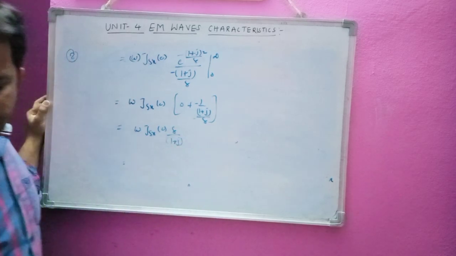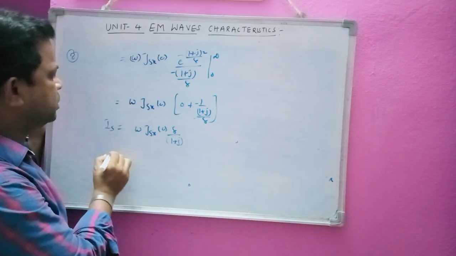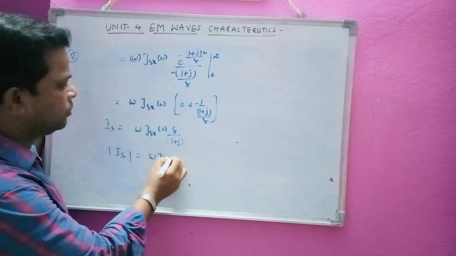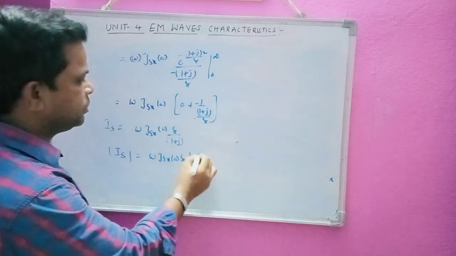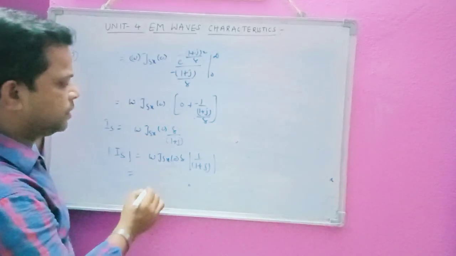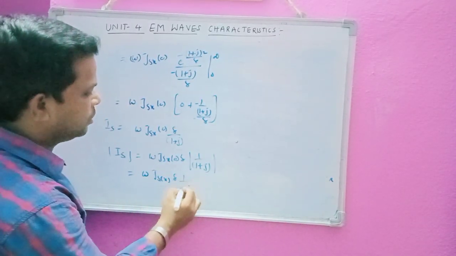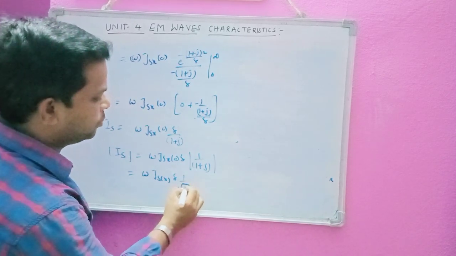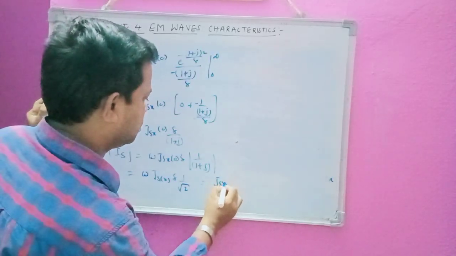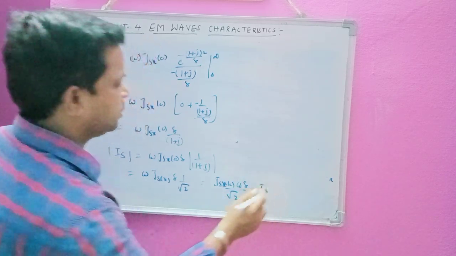So w into J_sx of 0 will get δ in the numerator, divided by 1 plus j. Now he is asking for the current as a magnitude, so we take the modulus on both sides. The magnitude of 1 plus j is the square root of 1 plus 1, that is root 2. So the answer is J_sx of 0 times w δ divided by root 2. This is the magnitude of the current.